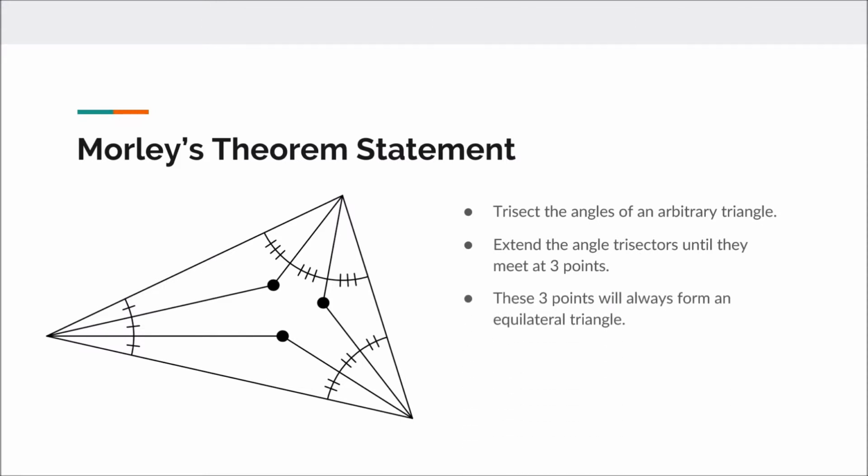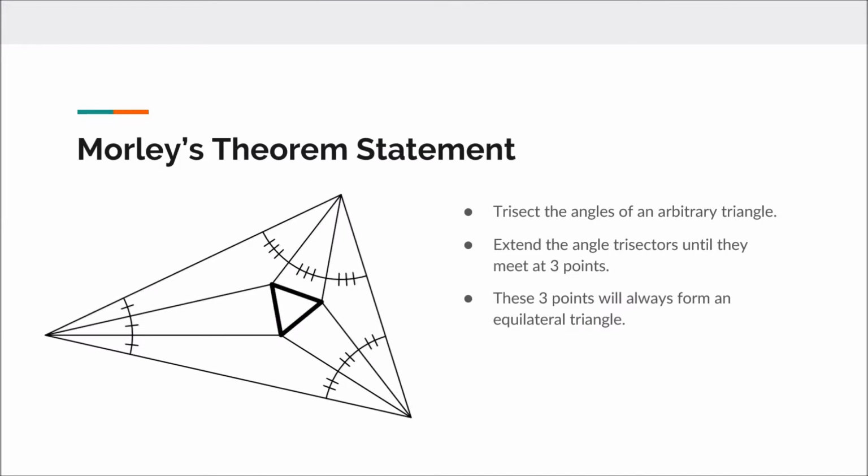Now, based on Morley's theorem, these 3 points will always form an equilateral triangle. And this picture here is the final result of Morley's trisector theorem. Now, before we move on to the full proof, let's talk about the man himself, Frank Morley.